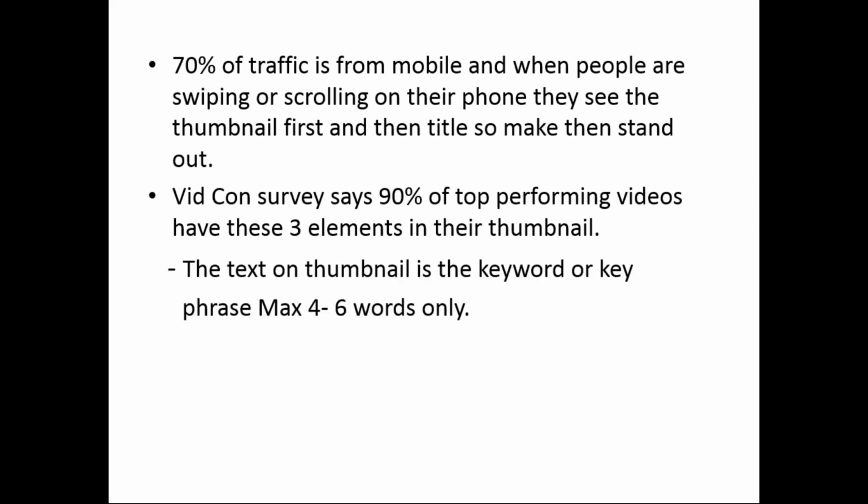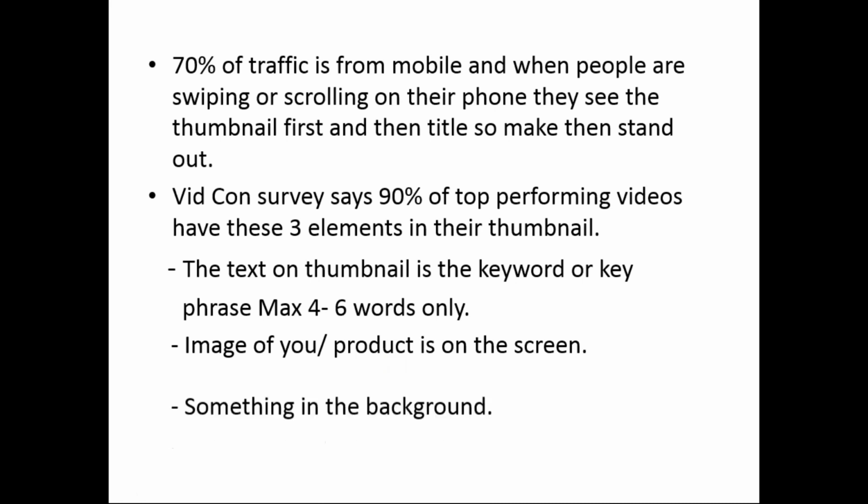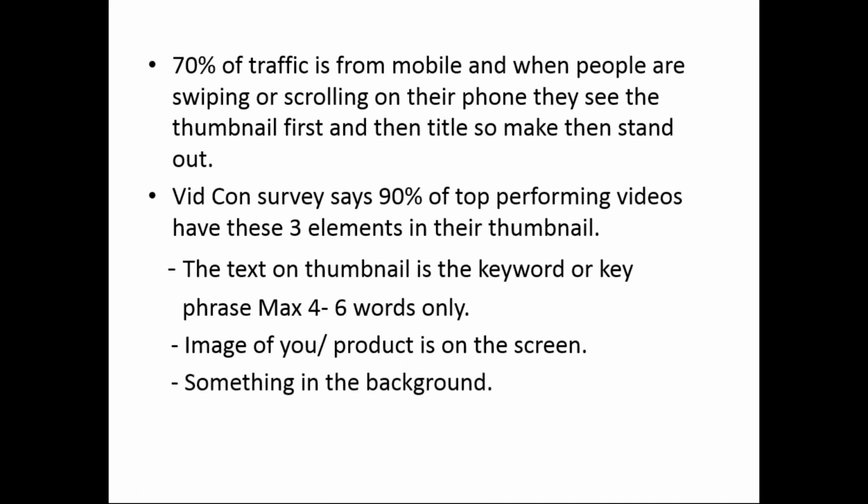The first element is they have text on the thumbnail, which is the keyword or the key phrase of what your video is about. You only want to include, say, 4 to 6 words only. Now, it can be really tricky, and we're going to go back and see a few of these thumbnails after you've found out what all this information is. But the text on your thumbnail is the keyword or the key phrase relating to your video, 4 to 6 words maximum. Now, you also want to have an image of you or a product on the thumbnail screen as well. And the last one is something in the background.